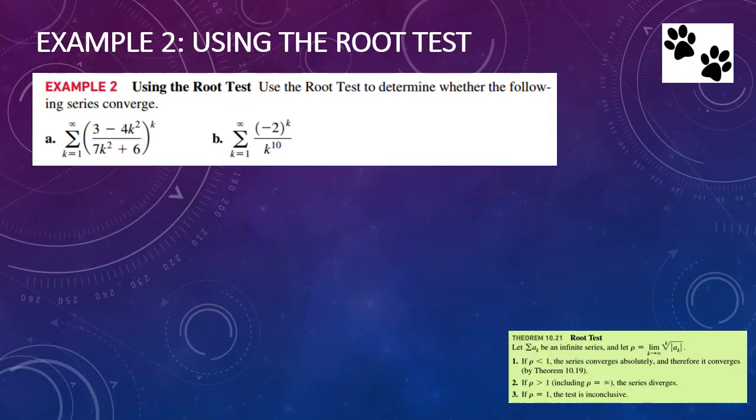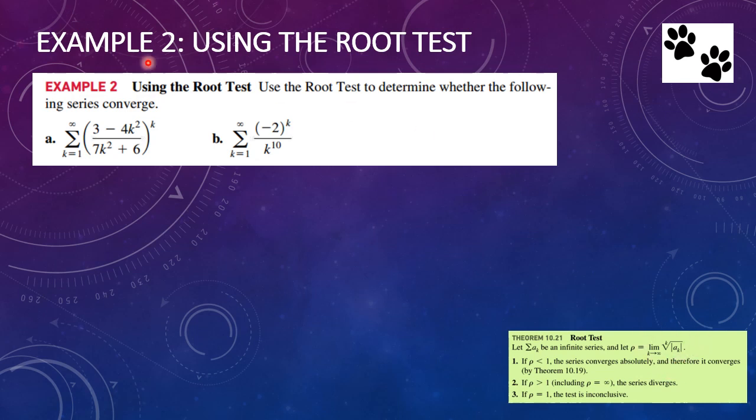So let's look at example 2 using the root test so you can see how to apply it. And again, I've put it in the bottom right corner. I'm not sure if it'll get covered up by the solutions or not, but at least you can see it there. The main things are we're looking for rho to be less than 1 for convergence. If it's greater than 1, divergence. And if it equals 1, we don't know what's going on. Okay, so use the root test to determine whether the following series converge. And remember, the test is the limit as k goes to infinity of the kth root of a sub k.